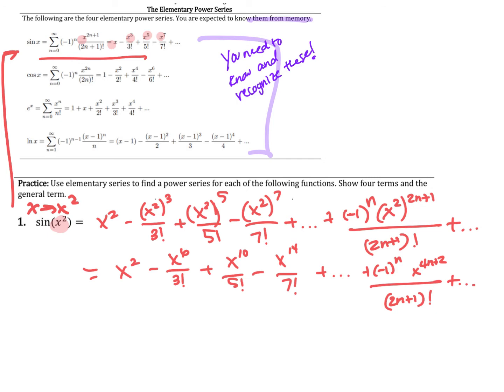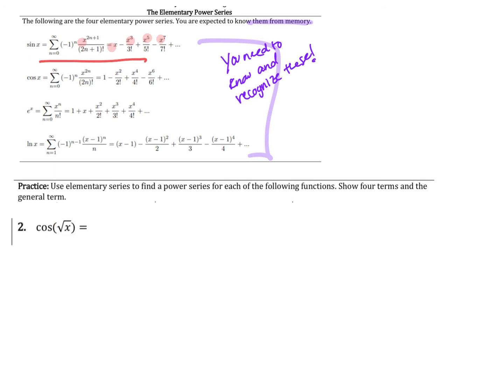Let's go ahead and do something really similar, but let's do it with cosine. All right, so now we're going to look at cosine of the square root of x, and actually I'm going to change that to be cosine of x to the power of 1/2. So go ahead and use direct substitution, change all of your x's to be x to the power of 1/2 in the series for cosine. Write the first 4 terms and the general term.